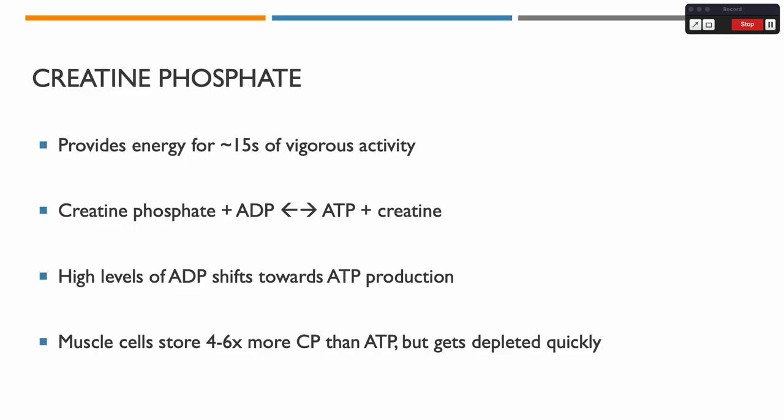So the first system we have is the creatine phosphate system. The creatine phosphate system is a one-step reaction to get ATP. It only takes one step.